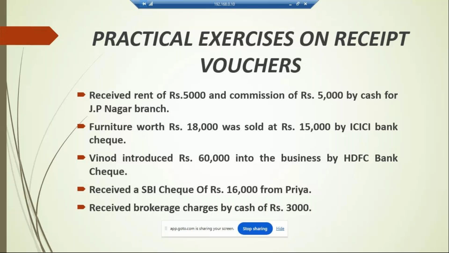Third one, Vinod introduced rupees 60,000 into business by HDFC Bank check. Vinod is the owner of this company, so he is introducing capital worth rupees 60,000 by issuing the HDFC check. Next one, received an SBI check of rupees 16,000 from Priya. We are receiving the SBI check from Miss Priya. Next, received brokerage charges by cash of rupees 3,000. So we are receiving the brokerage by cash worth rupees 3,000.